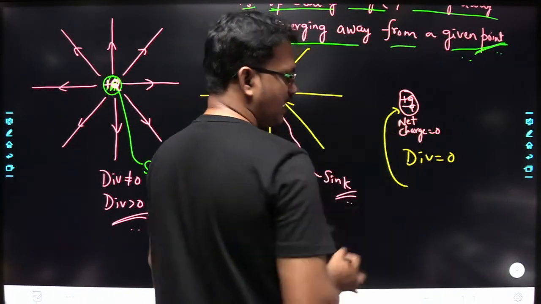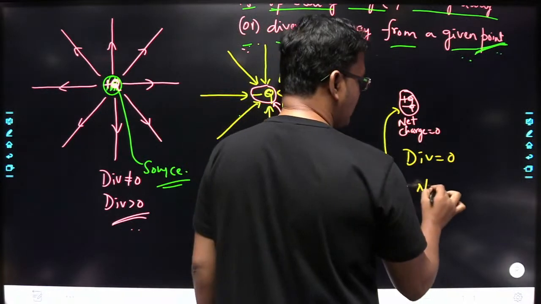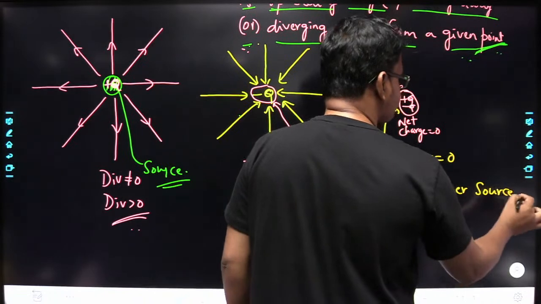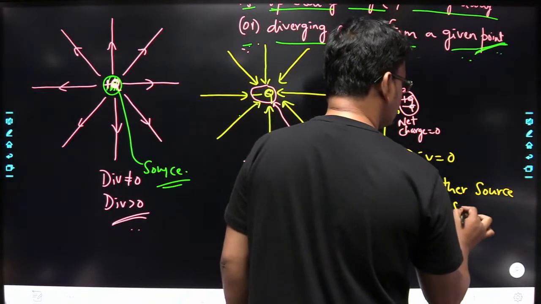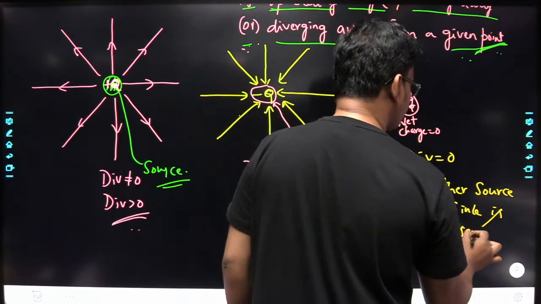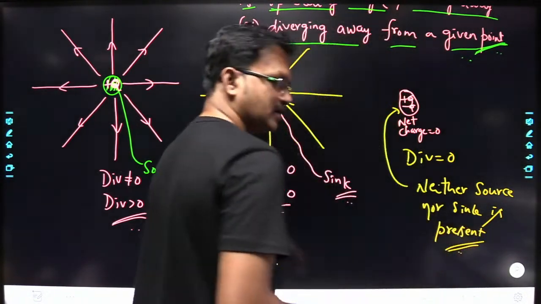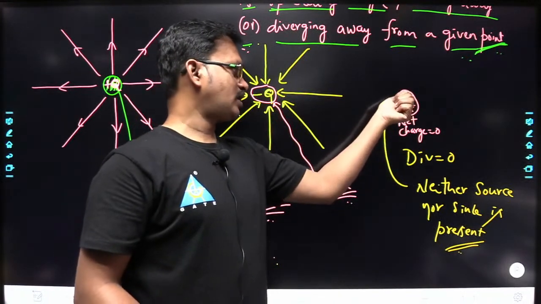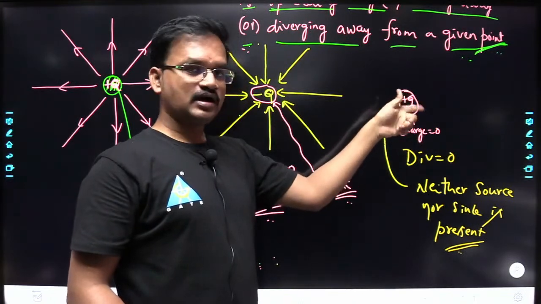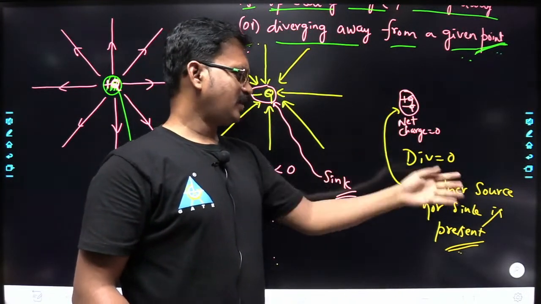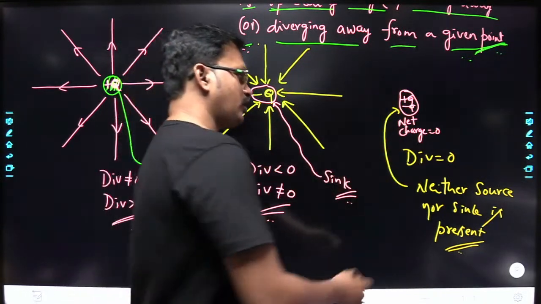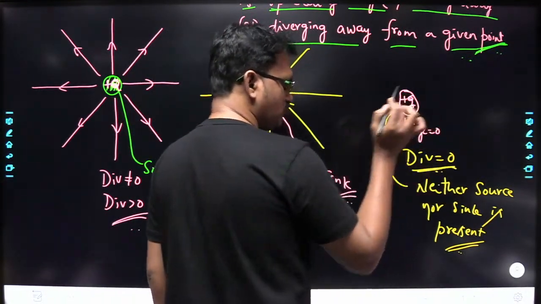At this location I can say simply neither source nor sink is present at this point. See, actually speaking, here you are having source plus q, you are having sink minus q, but one is nullifying the other, and hence you can simply say neither source nor sink is present at this point. So at this location you are going to get divergence equal to 0.